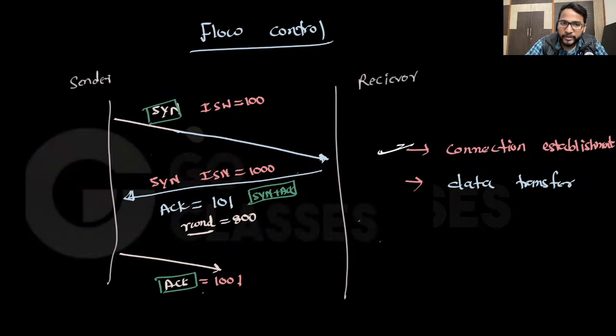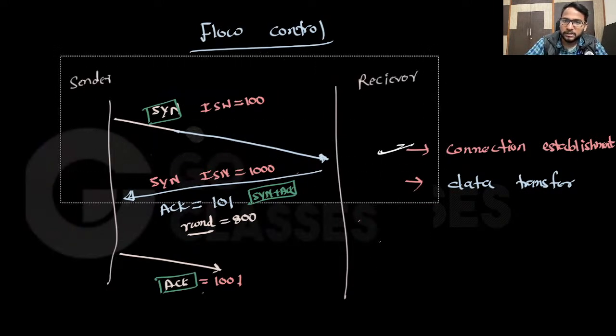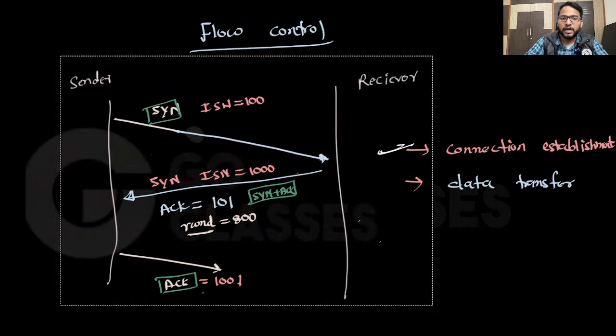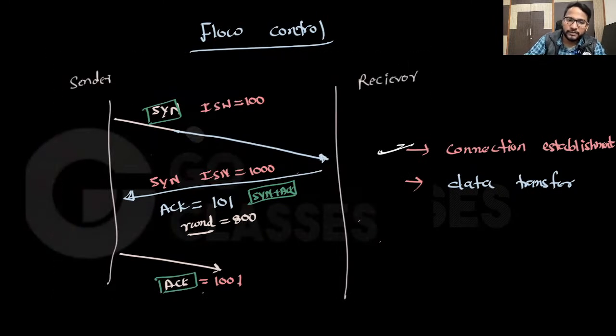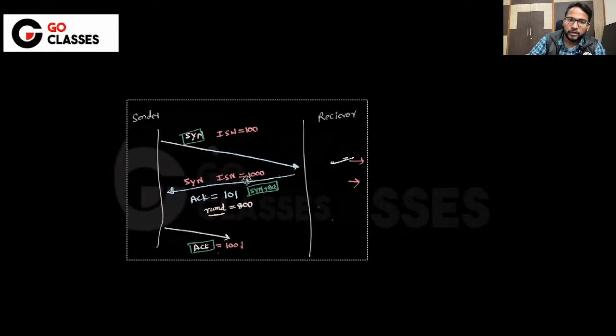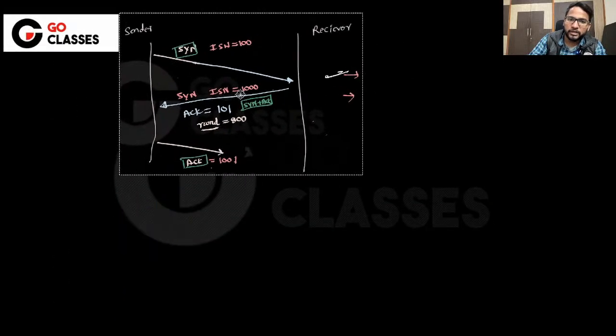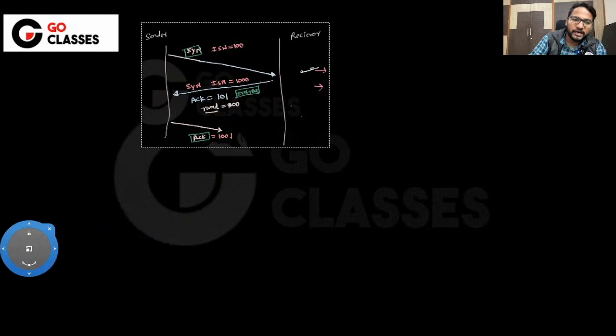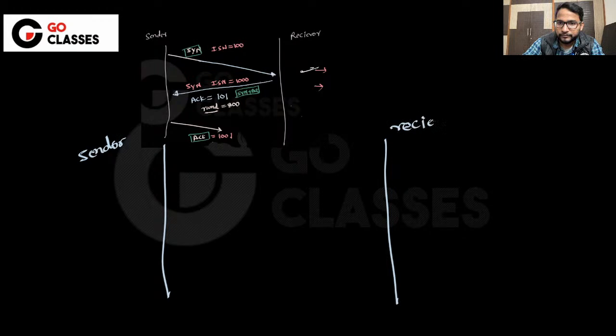Now let me just copy this connection establishment phase. Okay, this is a sender receiver connection establishment phase, and then let's start the data transfer. Let's copy it on the side. Now the data transfer will happen. So this is sender, this is receiver, and now the data transfer will happen.